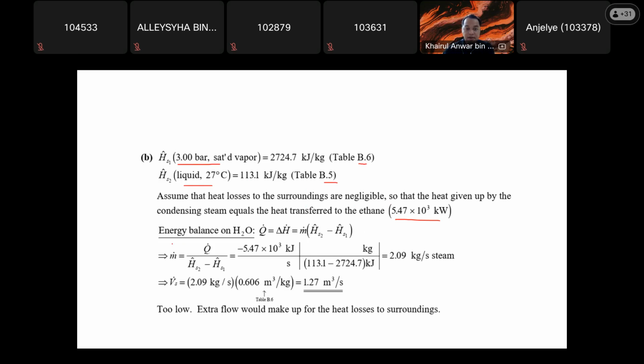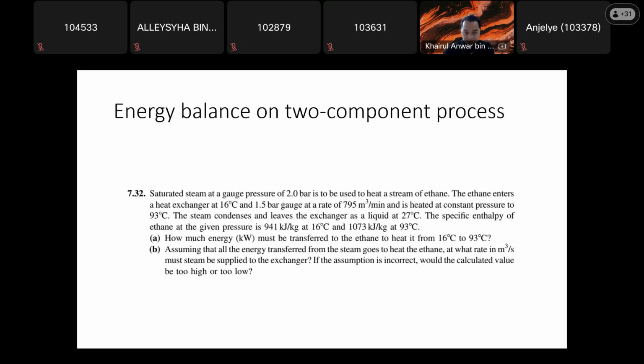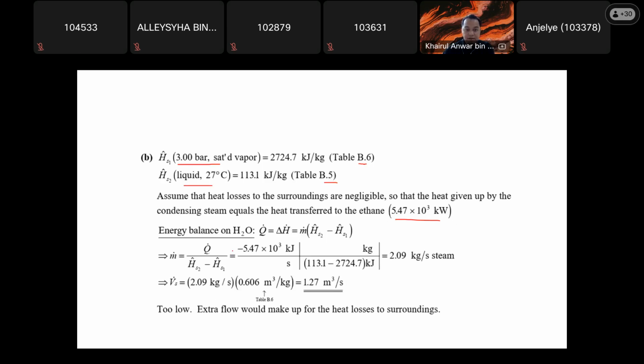So the energy balance on the water now: Q equal to delta H. Actually, it started with the full equation, then simplifies to Q equal to delta H. Okay, and mass flow rate times specific enthalpy. So we use m here because specific enthalpy is per mass, kg. If it's per mole, it's using n.